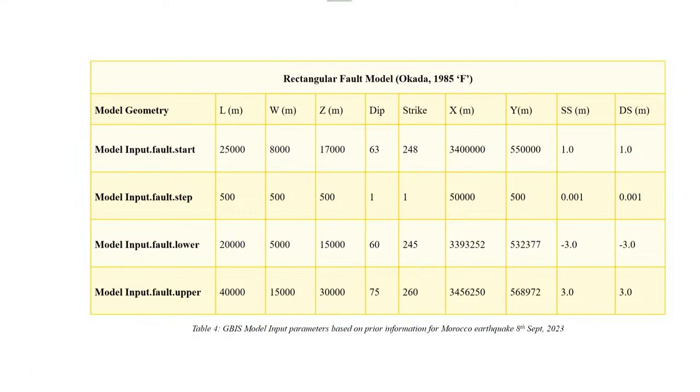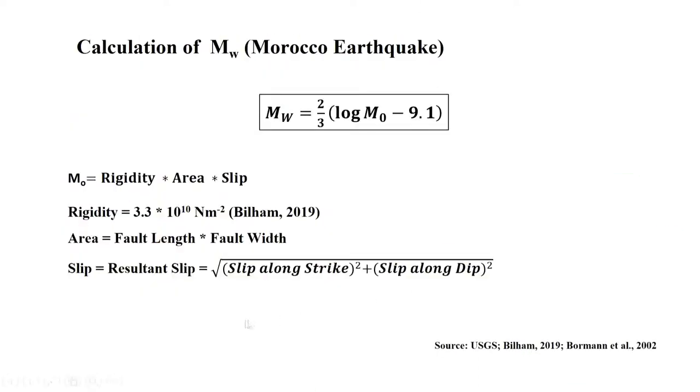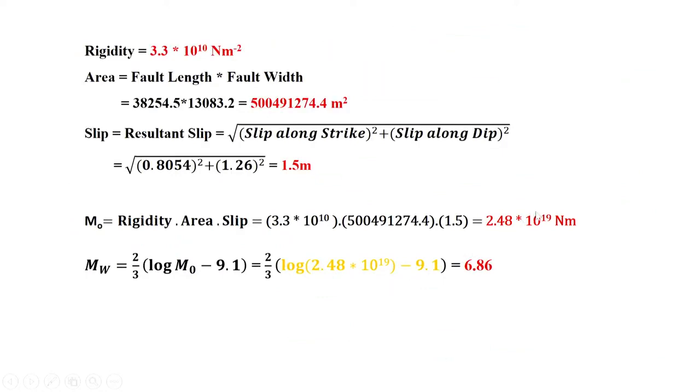Here we have attempted this PDF also, probability distribution function. First we have validated this model with the co-seismic deformation. After modeling, for co-seismic we have taken the Morocco earthquake. This is the moment magnitude formula. After modeling, we got this seismic moment. This is the M0, the seismic moment, and this is the moment magnitude. So this is coming to 6.86. Our model is giving 6.86.